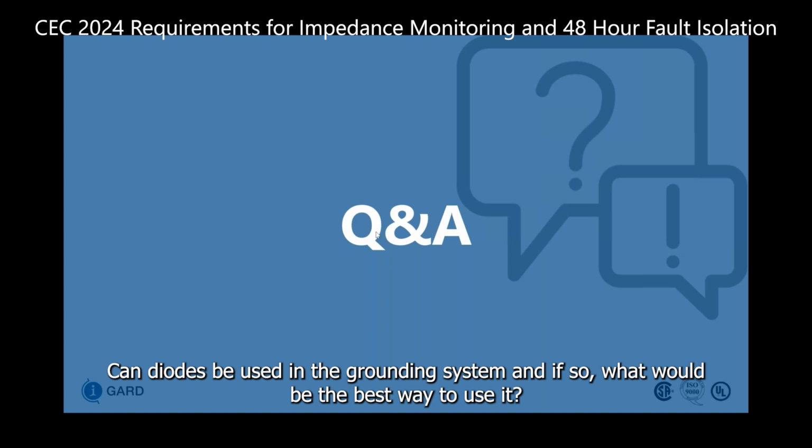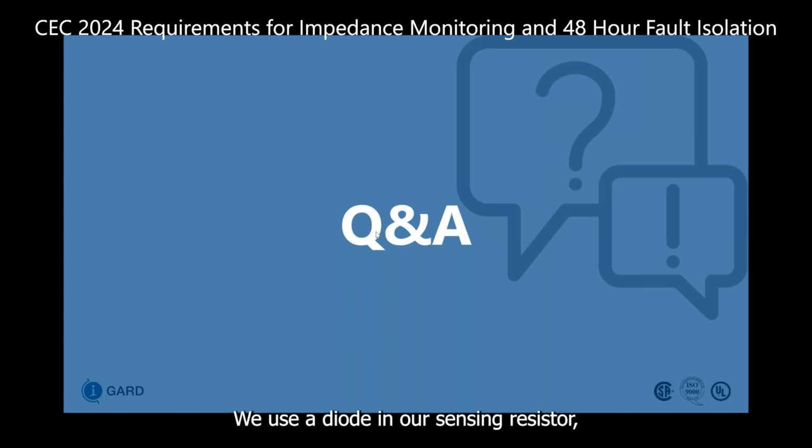Can diodes be used in the grounding system? And if so, what would be the best way to use it? We use a diode in our sensing resistor, so that the current from faults doesn't go through our sensing resistor. But to use a diode at the NGR, I don't think that would be recommended.